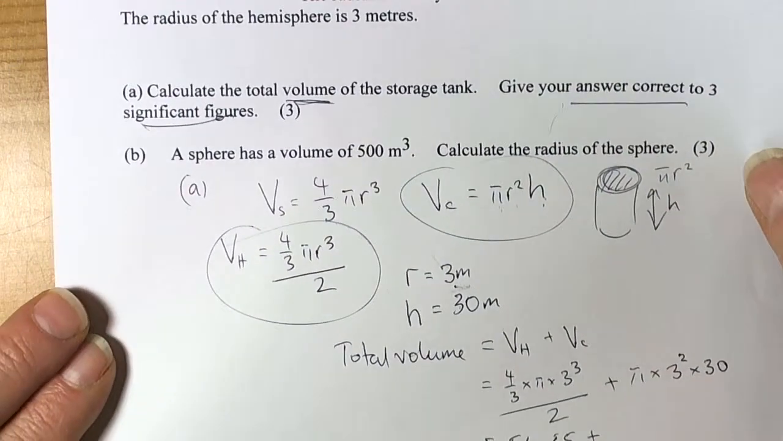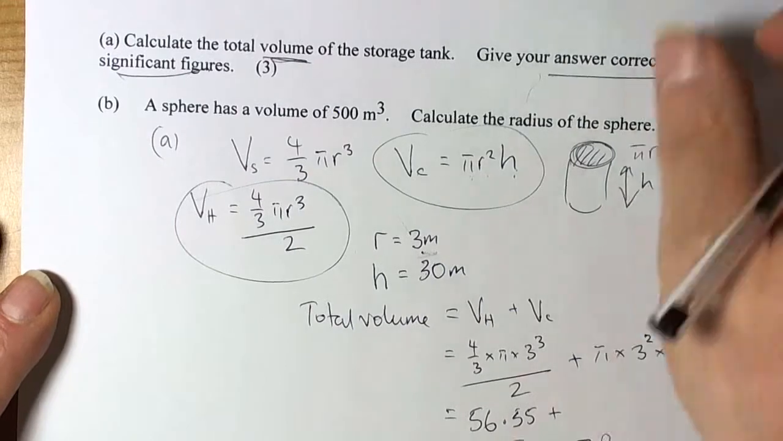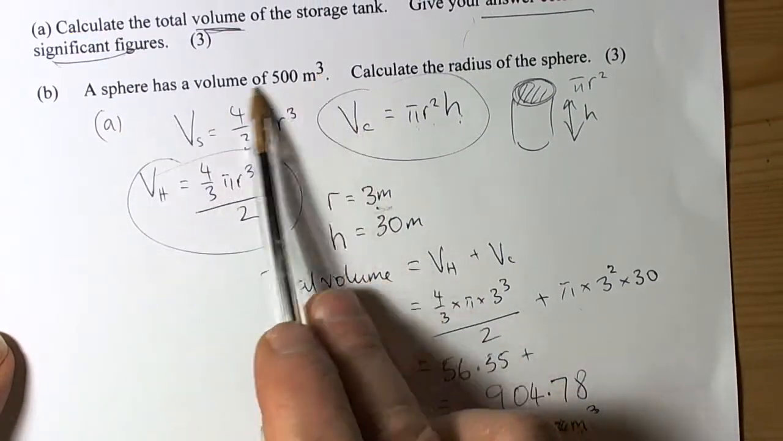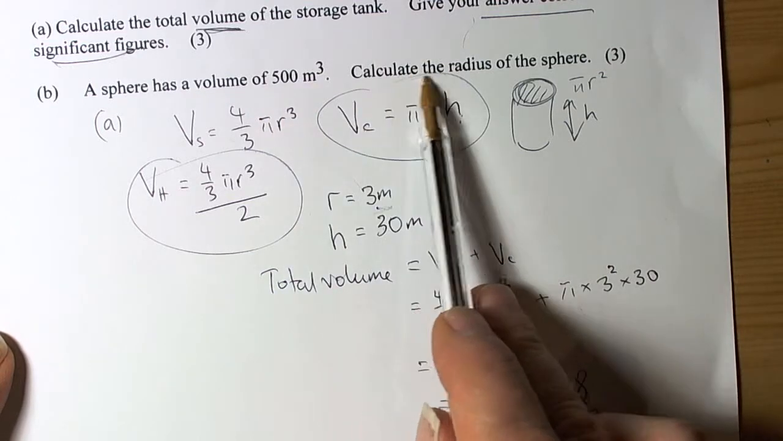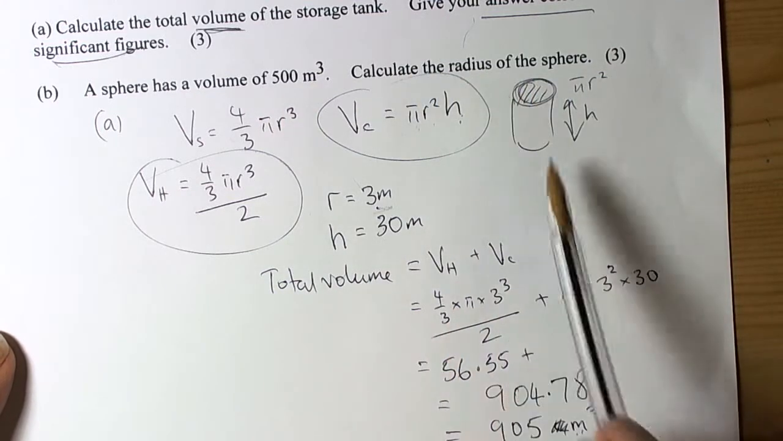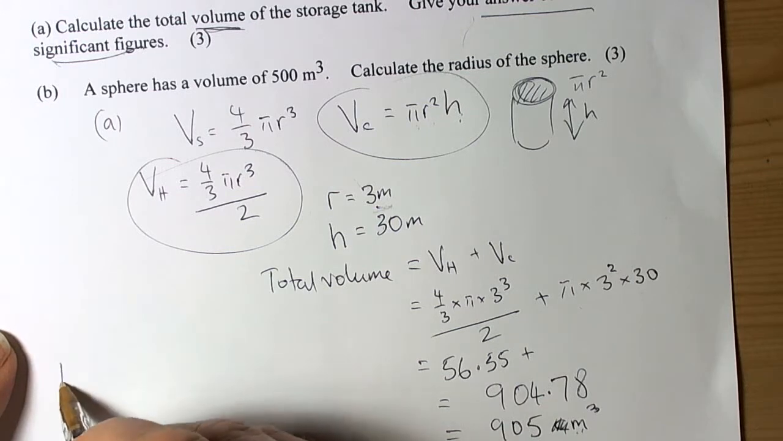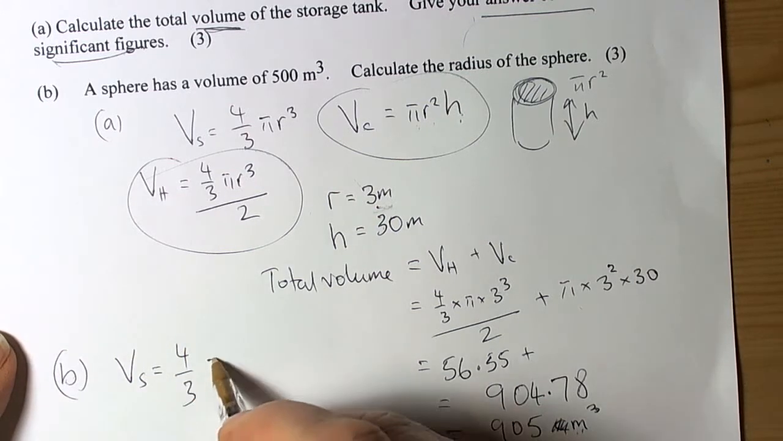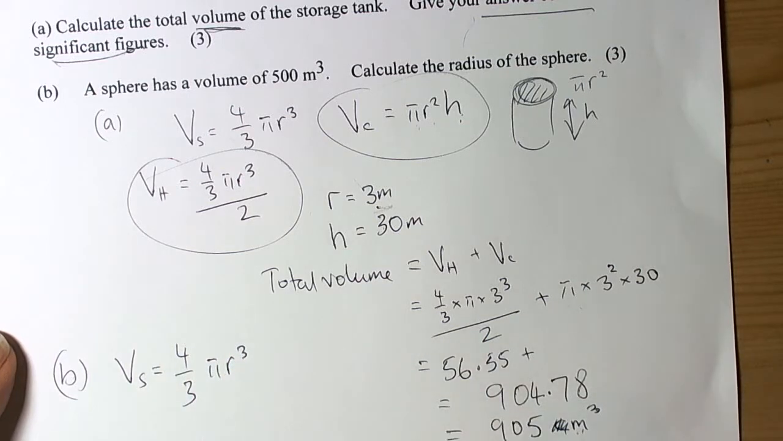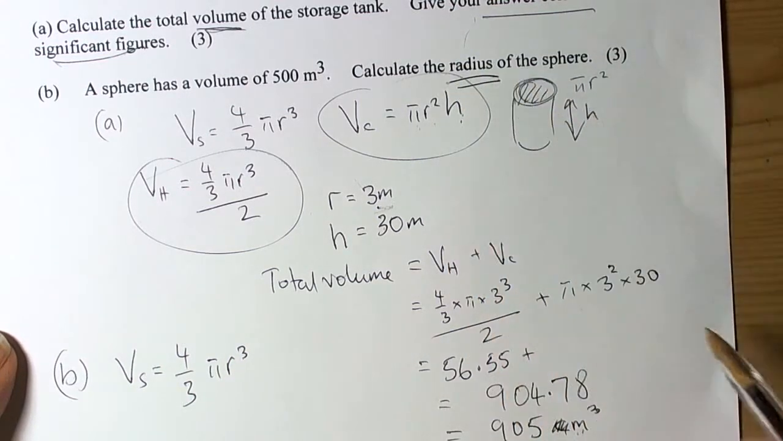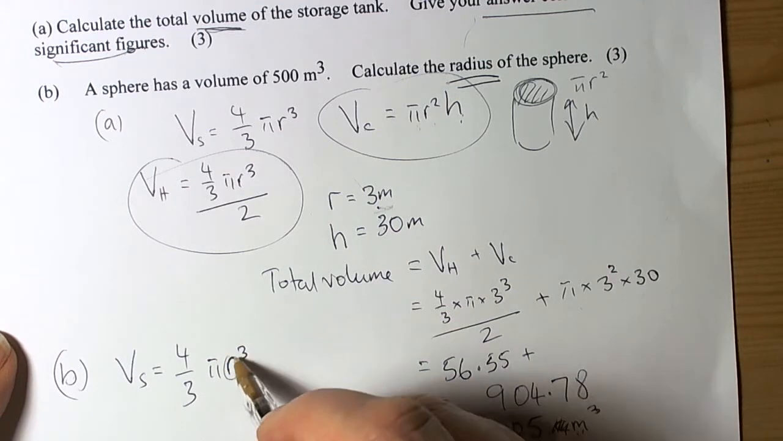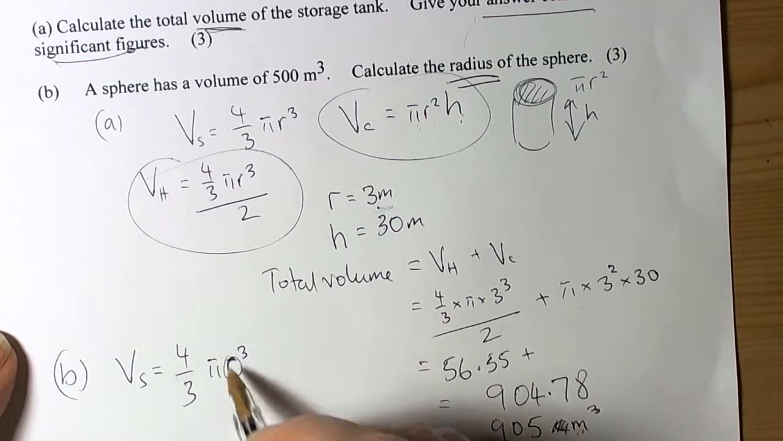When we go to the next part of the question, we can see that it wants us to work with the volume of a sphere. We've got to calculate the radius of that sphere. So the first thing we're going to write down is the formula for the volume of a sphere, which is given at the front of the exam paper, but it's better that you remember it. The question says it wants the radius, so in other words, we want r to be the subject.